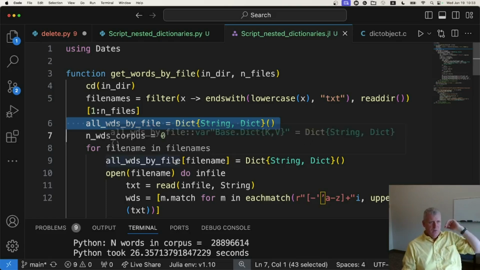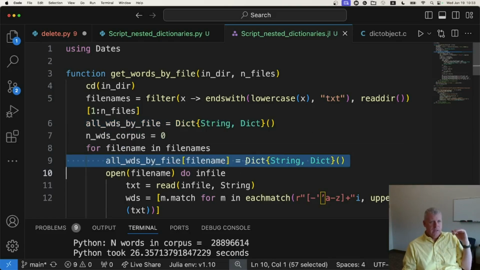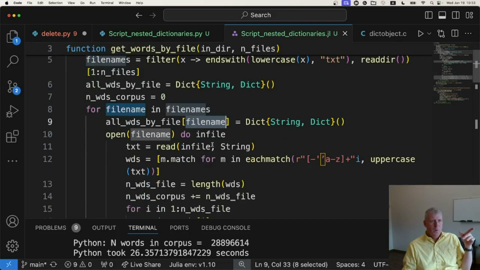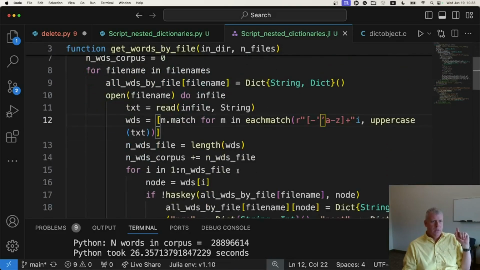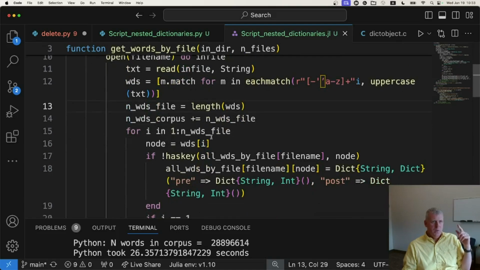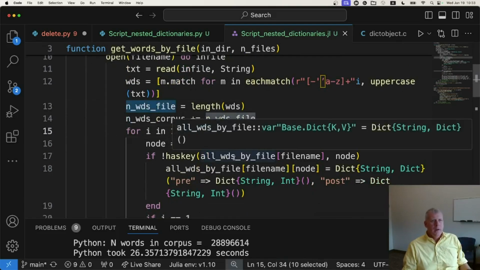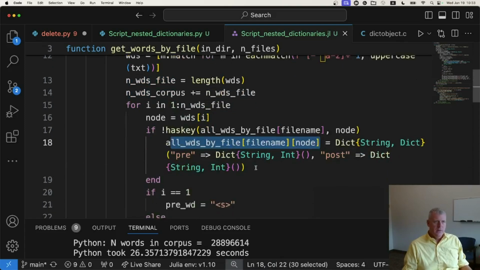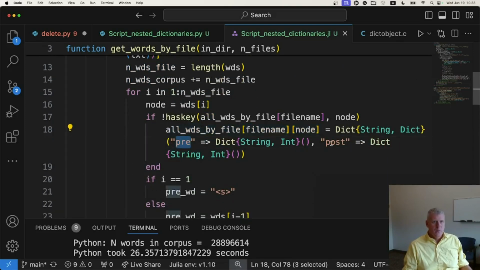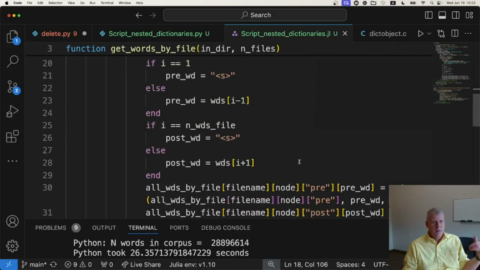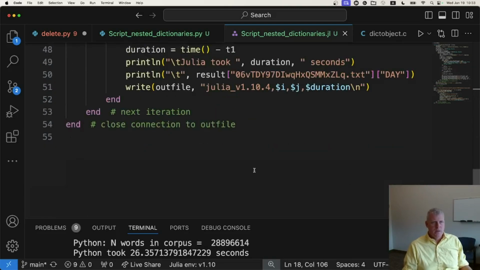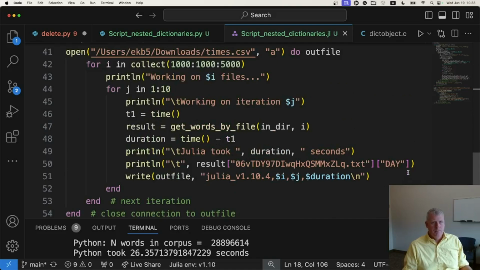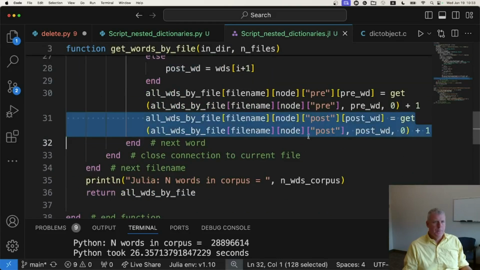And then I come into the first file and I create a little dictionary for its information, for its words, the current file. Open it up, read in the text, get the words, get the length of the words, etc. Loop over the words. Add a new dictionary for the current word in the current file. Creating a little dictionary with pre and post items. Same idea. And then I populate the dictionaries right down in here. Good.